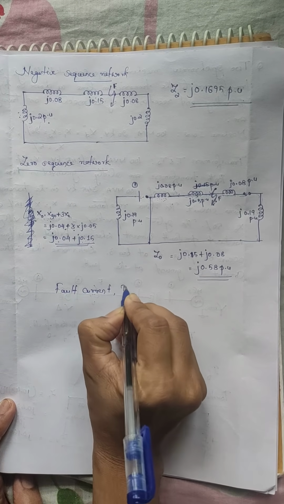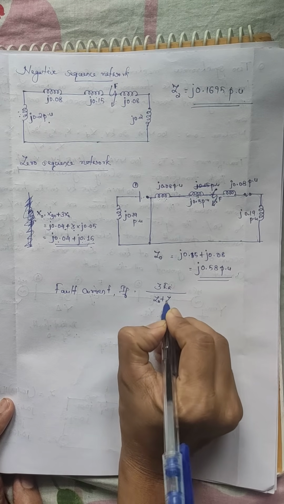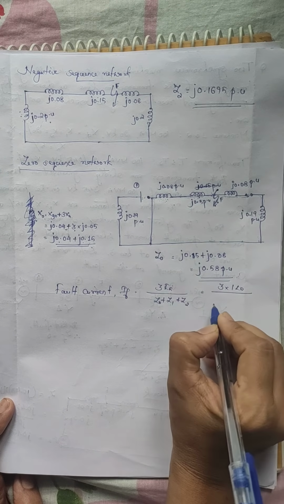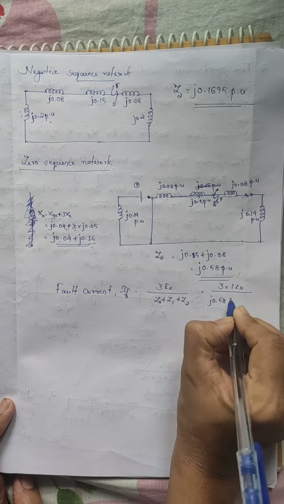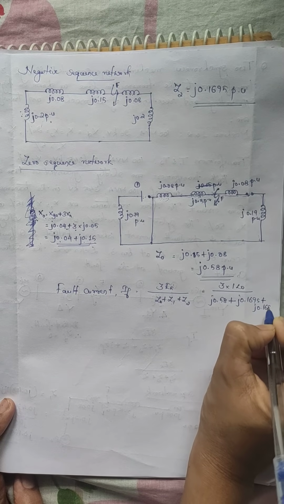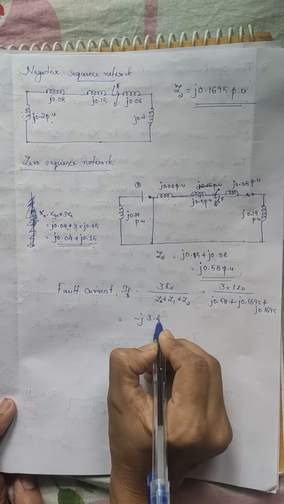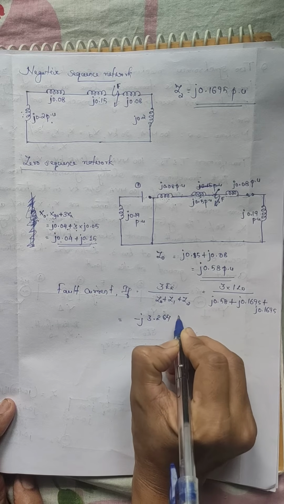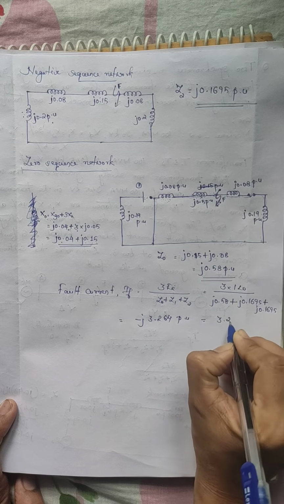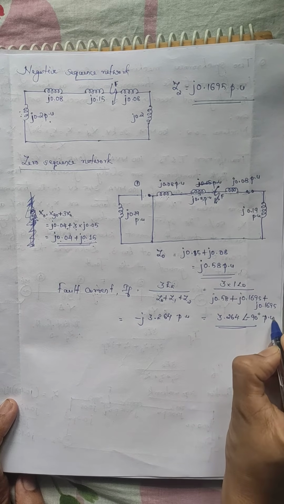Fault current IF will be equal to 3 times EA divided by Z0 plus Z1 plus Z2, which is equal to 3 into 1 angle 0 divided by J0.58 plus J0.1695 plus J0.1695, which is equal to minus J3.264 per unit, which can be written as 3.264 angle minus 90 degrees. So this is the per unit value of the fault current.